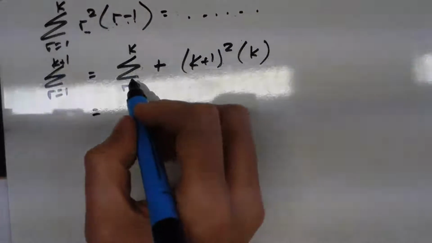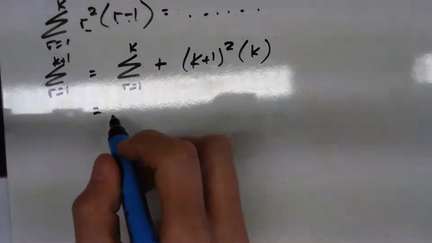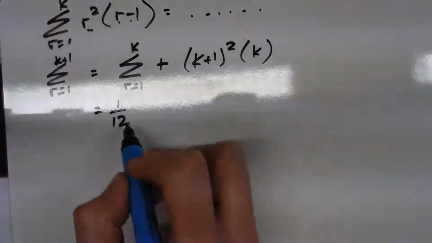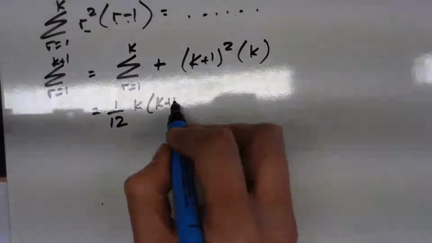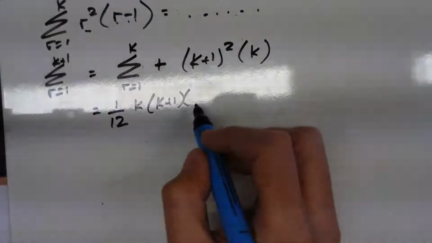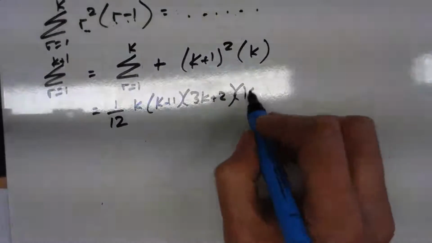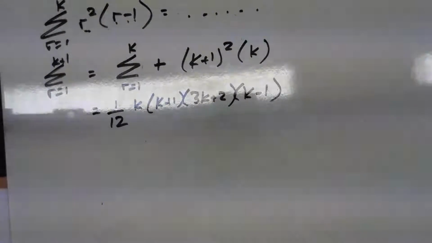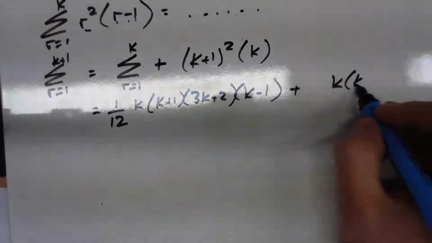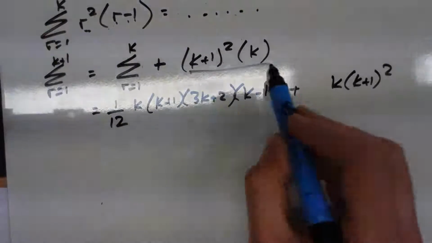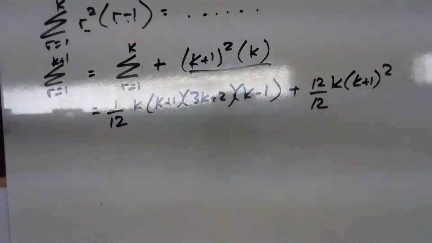Now, what was that big thing we assumed in the first bit? Well, I'll read the right line, it was 1/12 k plus 1, 3k plus 2, and k minus 1. That's a lot, isn't it? And we're adding k and k plus 1 all squared, that thing there, and I'm going to make it easy by putting a 12 over 12 outside it.